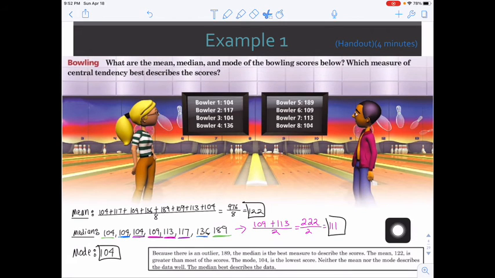Because there is an outlier, 189, notice 189 is much larger than all the other values. The median is the best measure to describe the scores. The mean 122 is greater than most of the scores. The mode 104 is the lowest score, so neither the mean nor the mode describes the data well. The median best describes the data. Therefore, the median is the answer to the second question of which measure of central tendency best describes the scores.